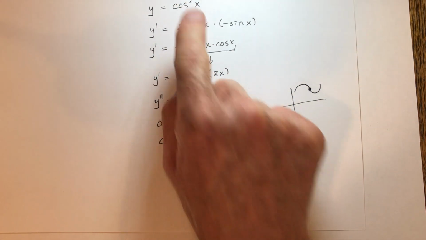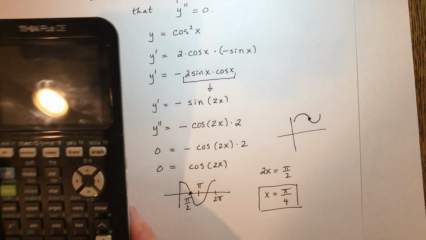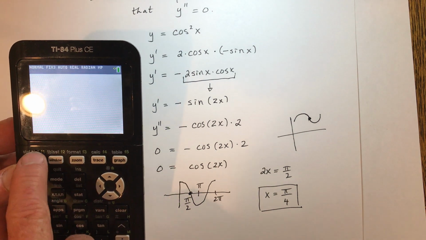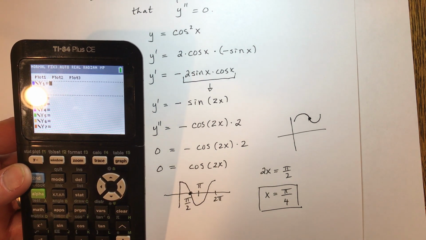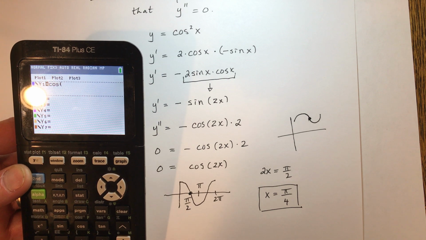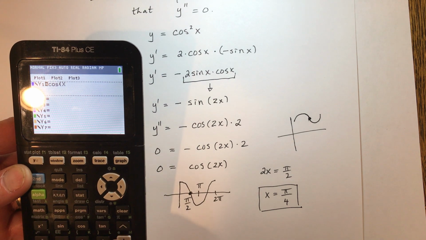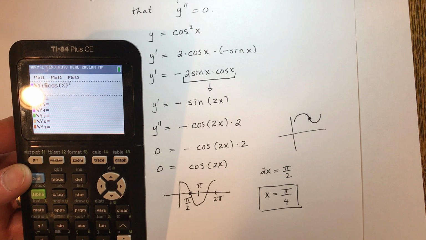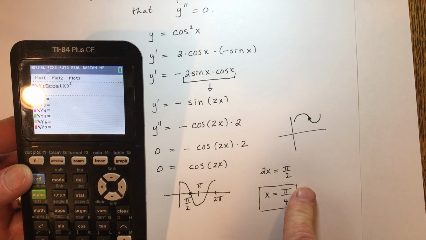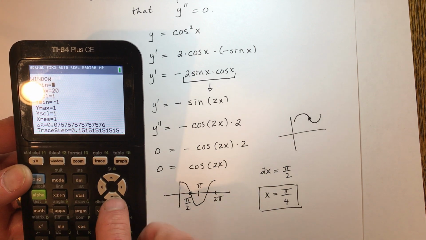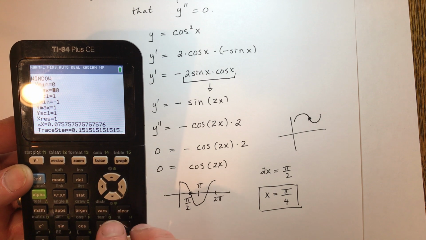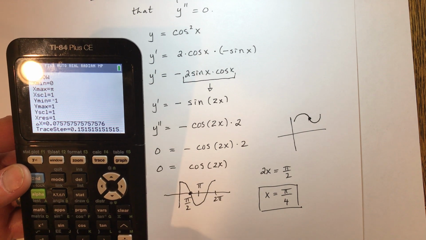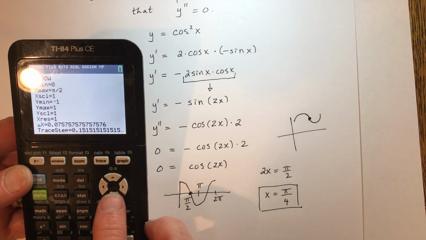Now, graph the original function. Y equals cosine of x, being squared. Pi over 4 isn't that big, so I think I'll adjust the window. Go from 0 to pi over 2. That way pi over 4 will be right in the middle.